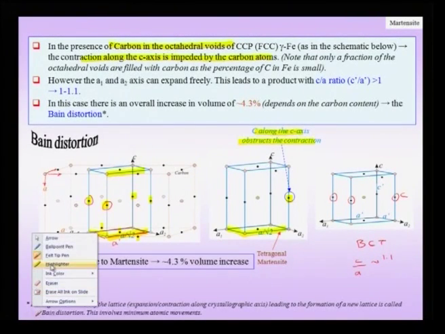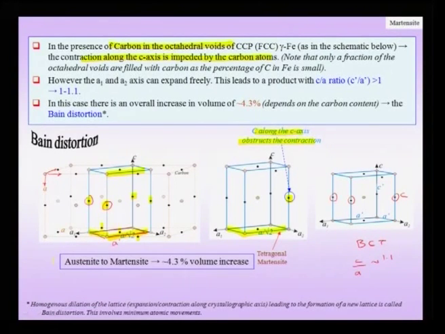Now, the overall volume change involved is of the order of 4.3%, and such a large volume change implies that there is a lot of strain involved in this Martensitic transformation, and these strains, if not relieved later on by heat treatments, can cause this material to be brittle, and this can lead to cracking of the material. And needless to say, this volume change depends on the amount of carbon present in the starting Austenite.